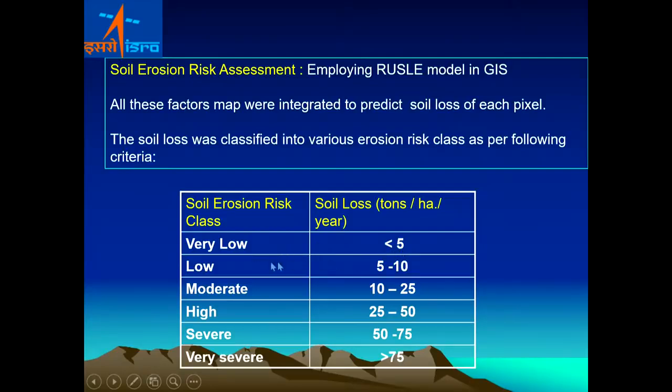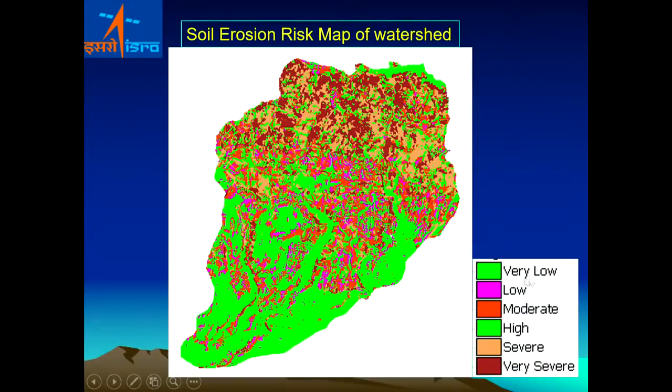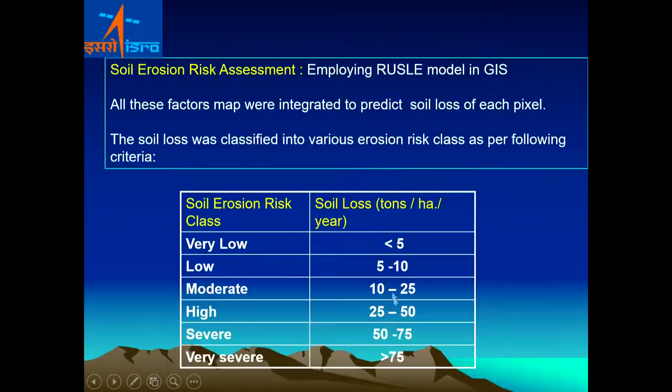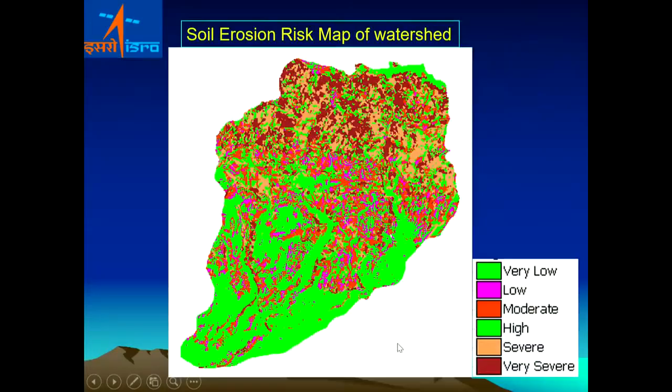If less than 5 tons, then very low. 5 to 10 tons per hectare per year, then it is low. If 10 to 25, then it is moderate. Like that you can classify soil erosion classes. So you can prepare very low, low, moderate, high, severe, very severe soil erosion rates in your area. So you see this is the very low soil erosion rate, but red is showing very severe soil erosion rate. Very severe means you can say more than 75 tons per hectare per year.